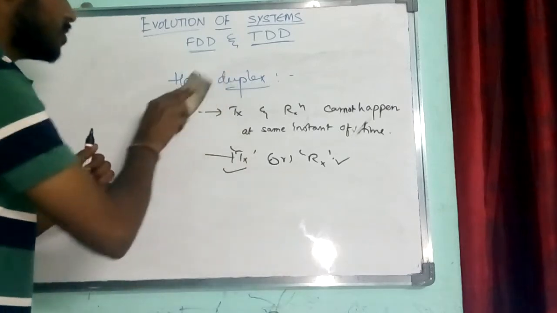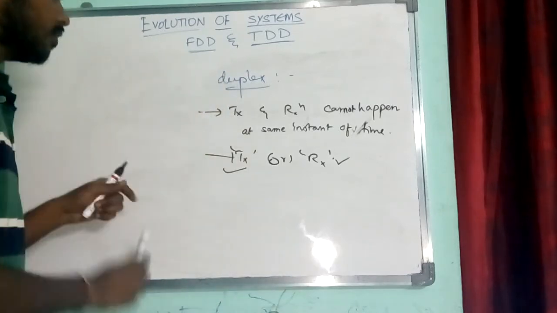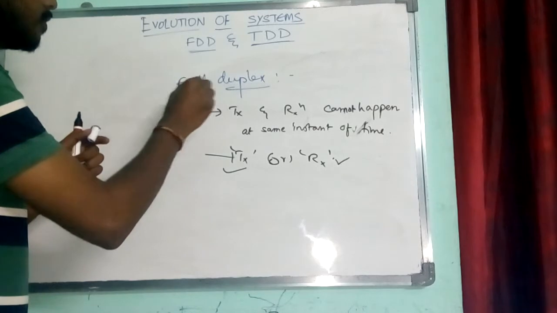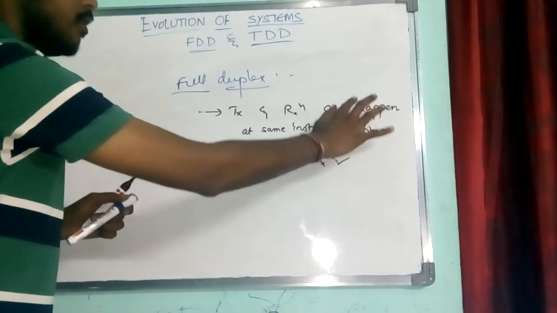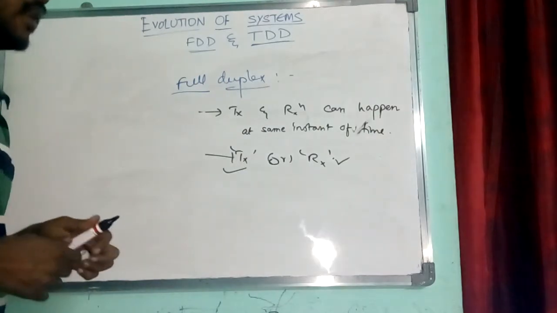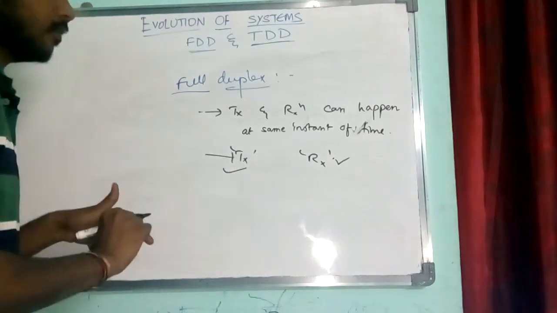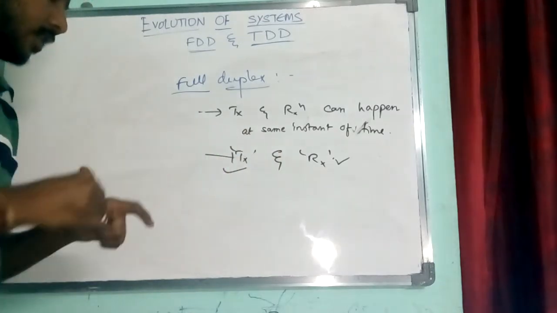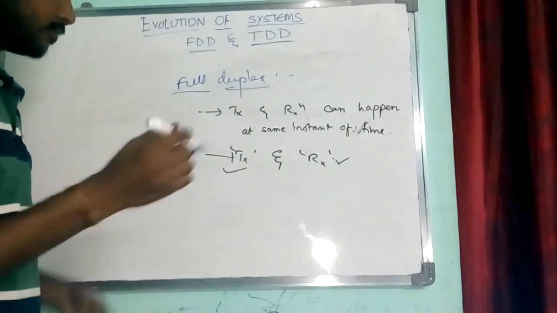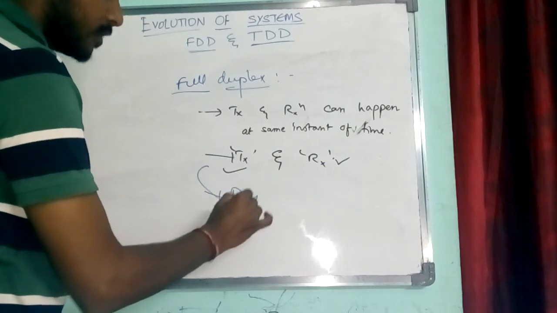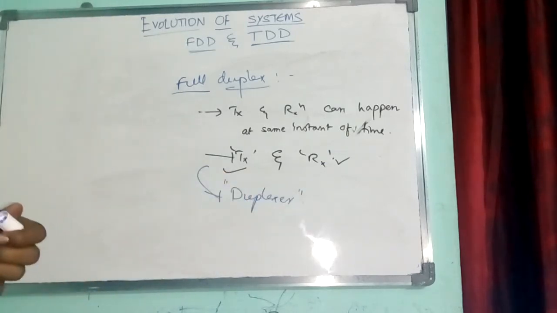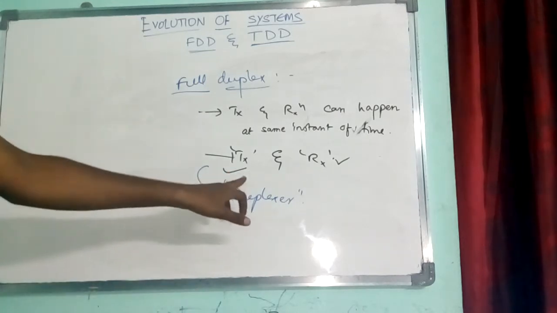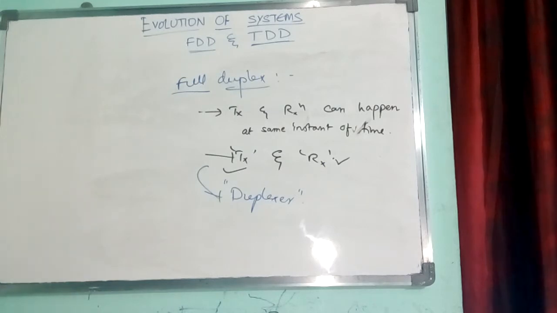Similarly, we have another system called the full duplex system. Here both transmission and reception of a signal can happen at the same instant of time. That means here I am using a device called a duplexer. The duplexer is used as a switch here, so it enables us to transmit and receive the signals at the same instant of time.